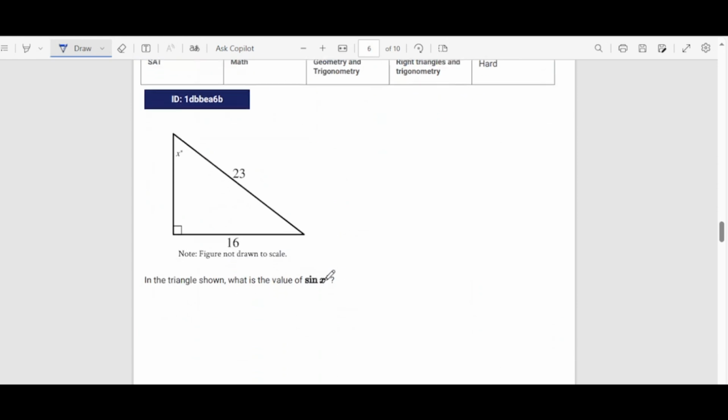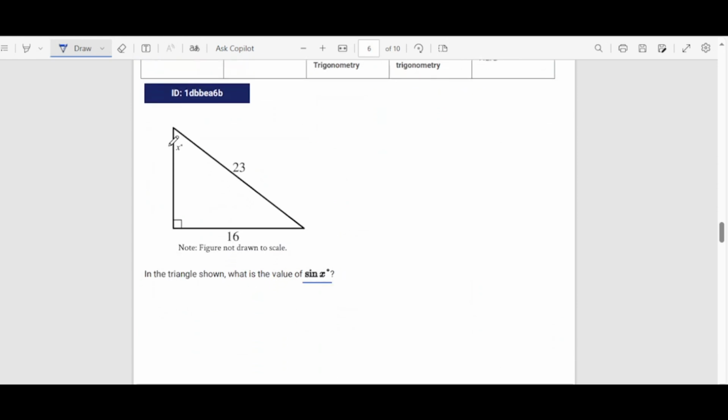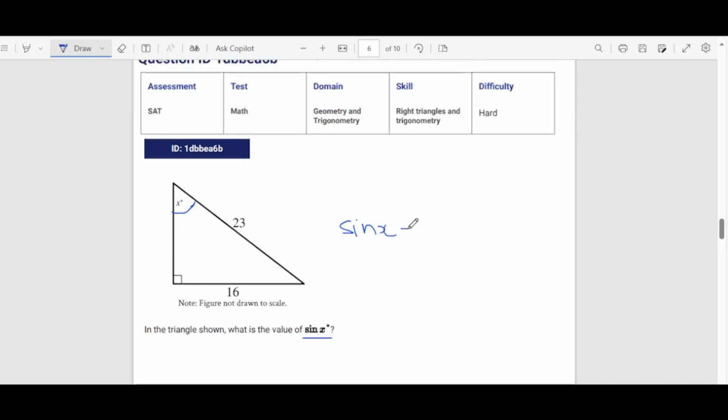Next question. In the triangle shown, what is the value of sine x? Okay, so pretty easy question. Sine x equals perpendicular over base. So we've got perpendicular here, that is 16, and base here, that is this. Wait, no, sine is equal to perpendicular over hypotenuse. My bad. Okay, so it is 16 over 23. This is our answer.